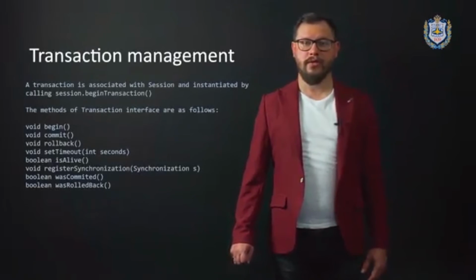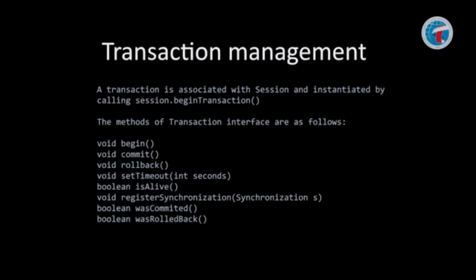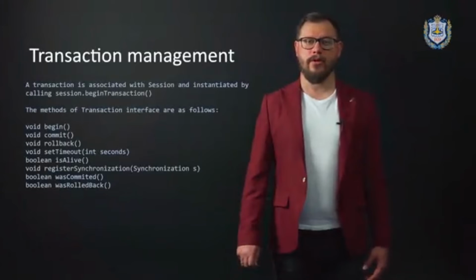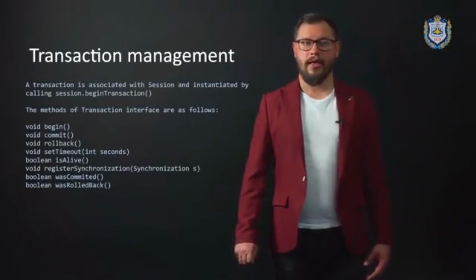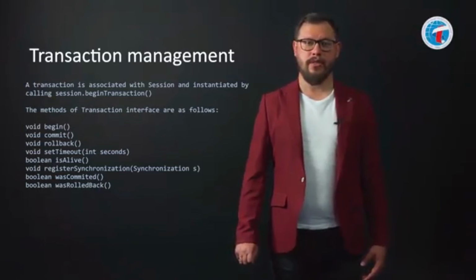A transaction simply represents a unit of work. In such case, if one step fails, the whole transaction fails, which is termed atomicity. The Hibernate framework has a Transaction interface that defines the unit of work. It maintains abstraction from the transaction implementation, JTA or JDBC. A transaction is associated with a session and instantiated by calling session.beginTransaction. A transaction can be described by ACID properties: atomicity, consistency, isolation, and durability.